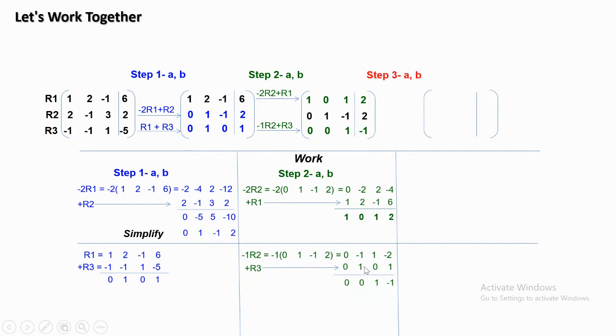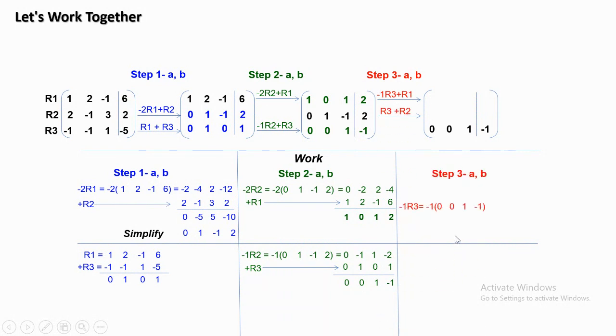Now for step 3, we're going to use row 3, and the negative 1 must be a 0 here, and the 1 must be a 0 also for row 1. So that's going to change, and row 2 is going to change. So it's going to be negative 1 row 3 plus row 1, and row 3 plus row 2.